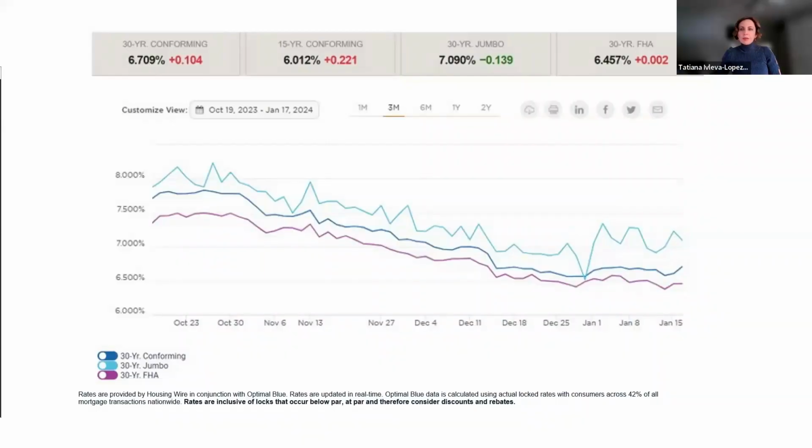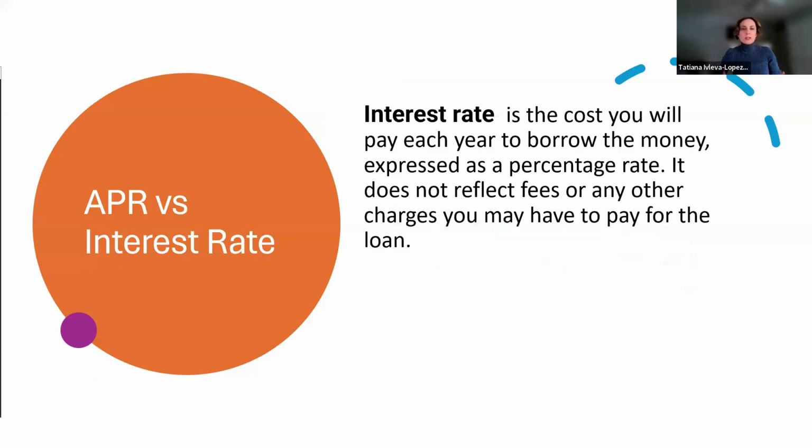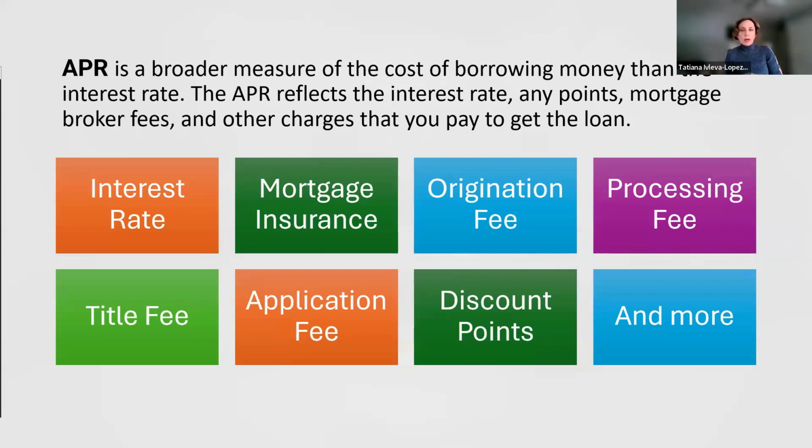Yeah, so the interest rate is a cost that the consumer pays each year to borrow the money, and it's expressed as a percentage. It does not reflect any other fees that were involved in the transaction when they got the mortgage. So this is the interest rate. APR stands for annual percentage rate. It's a broader measure of the cost of borrowing the money than the interest rate, and the APR reflects the interest rate, points, mortgage broker fees, and some other fees.